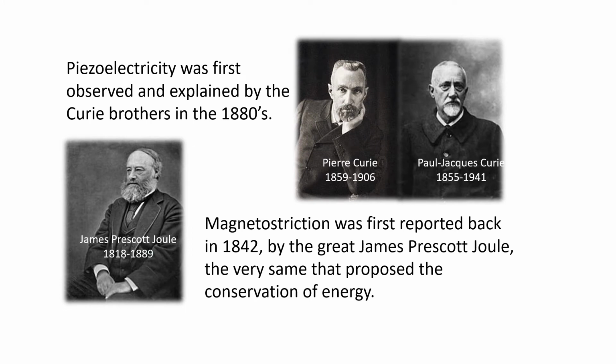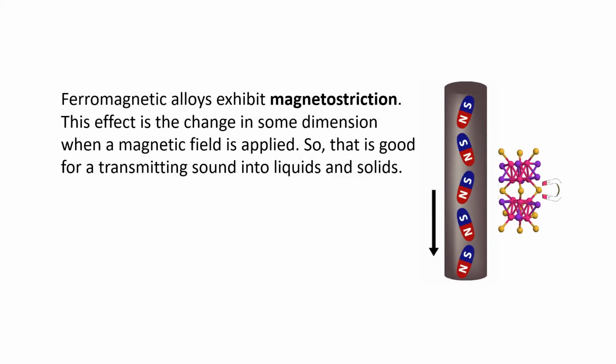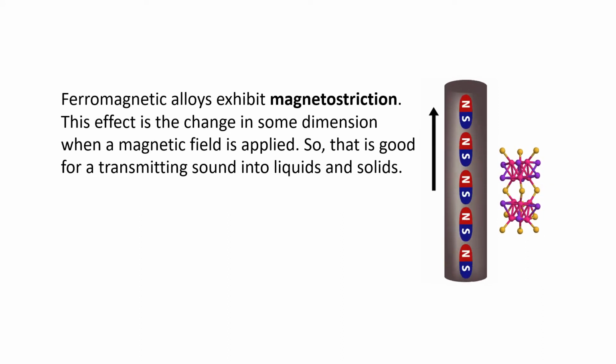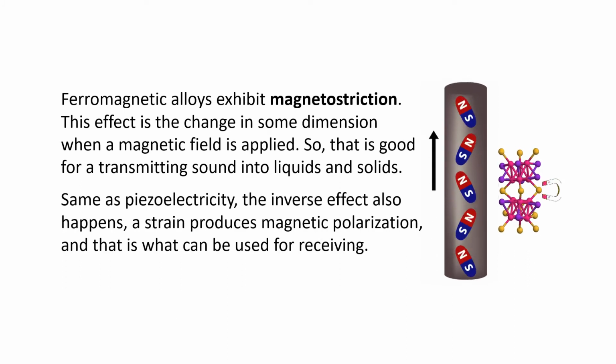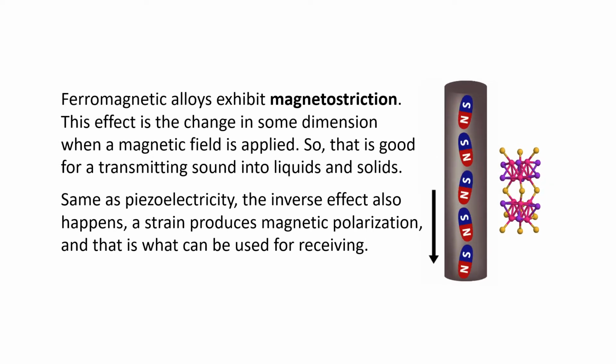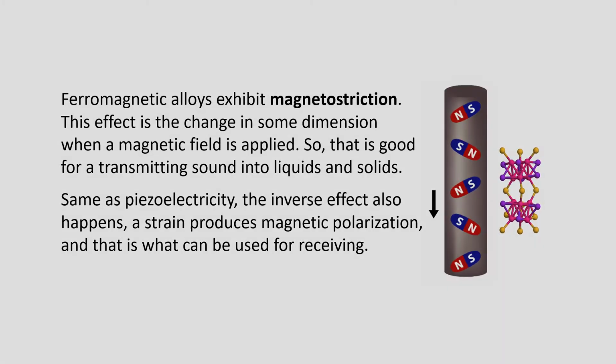Magnetostriction was first reported back in 1842 by the great James Prescott Joule, the very same that proposed the conservation of energy. Ferromagnetic alloys exhibit magnetostriction. This effect is the change in some dimension when magnetic field is applied, so that is good for transmitting sound into liquids and solids. Same as piezoelectricity, the inverse effect also happens. A strain produces a magnetic polarization, and that can be used for receiving.